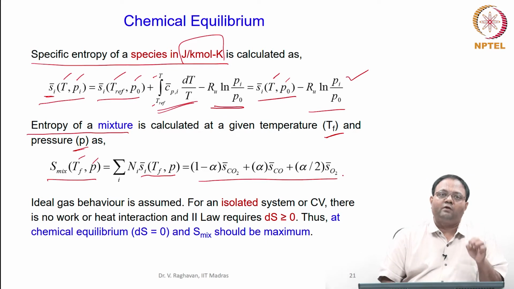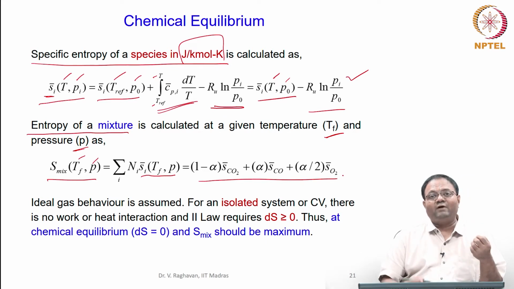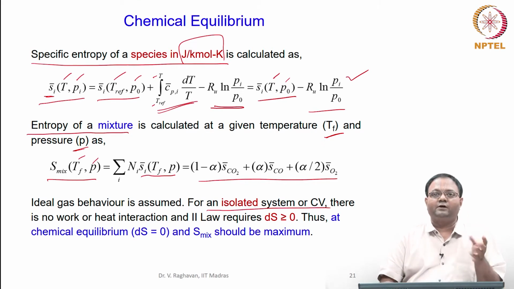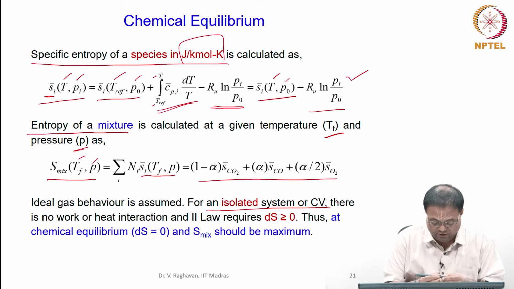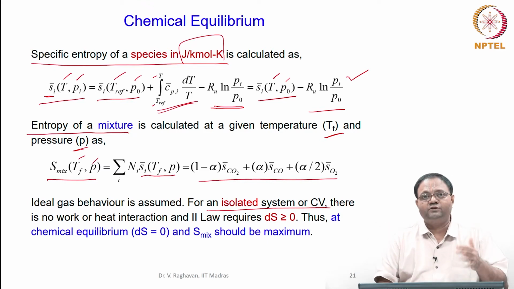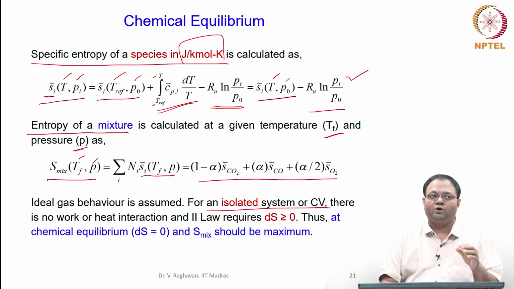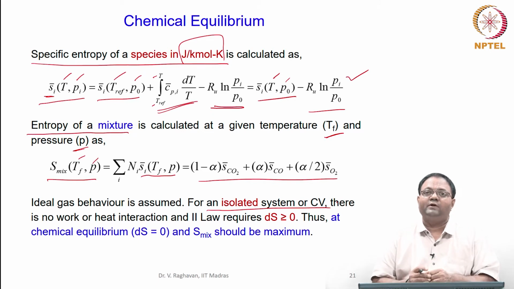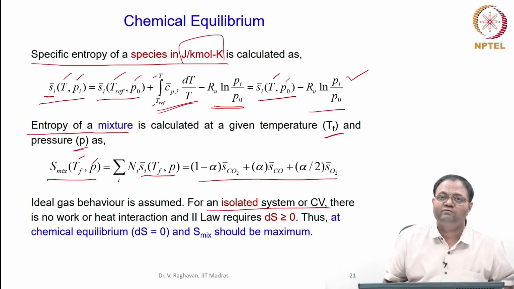Now once you know the entropy of the mixture, when you have an isolated system or an isolated control volume, there is no heat interaction or work interaction. Especially when there is no heat interaction, entropy cannot change. Entropy can change either due to heat interaction or due to irreversibility, any irreversible process occurring in the system. If heat is transferred to the system, it will change, or if heat is rejected by the system, it will change. When I say it is an isolated system, that is no heat interaction, so entropy cannot change due to heat interaction, but it can change only due to irreversibility.